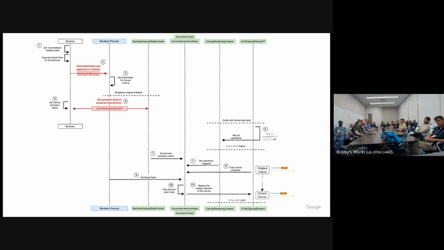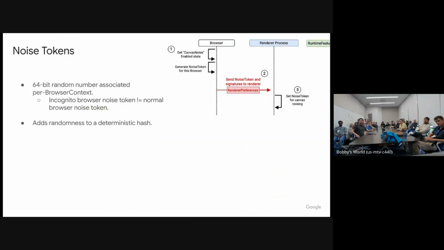It's quite small, and I'm sorry I couldn't really fit everything into one slide, but at the top left here we have more of the browser-side operations, and in the bottom right we have more of the render-side operations, namely in Blink. If we talk a little more about the browser-side stuff, we have something called noise tokens, and noise tokens are 64-bit random numbers associated per browser context. What this means is that if you open an incognito browser versus a normal browser, these are 2 different browser contexts, and they'll generate 2 different random numbers.